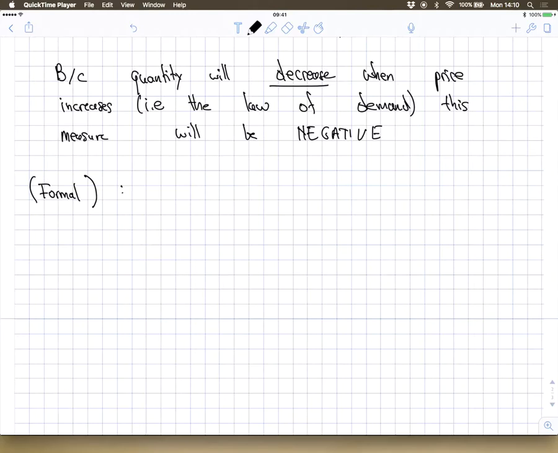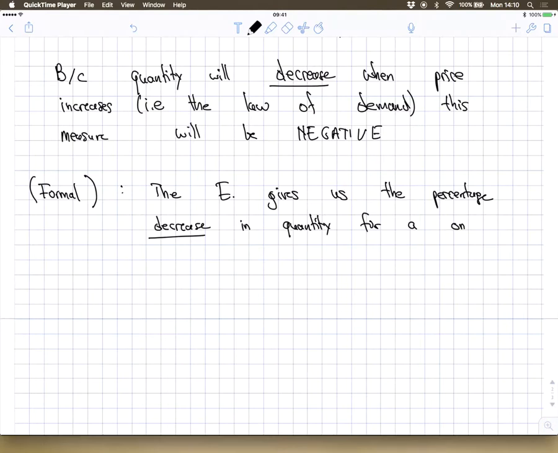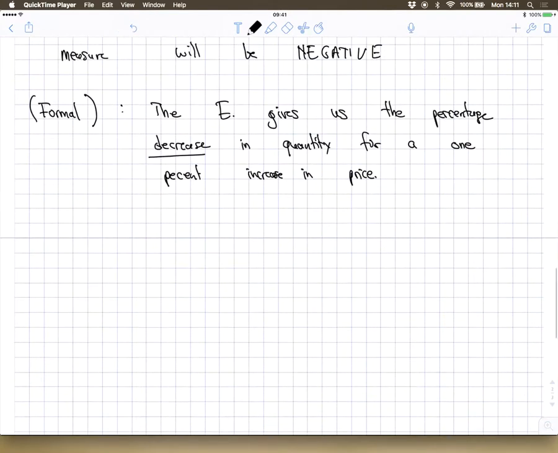So formally, the elasticity gives us the percentage decrease, hence the negative, in quantity for a 1% increase in price. That's what it really gives us. It gives us this percentage change in quantity for a percentage change in price.